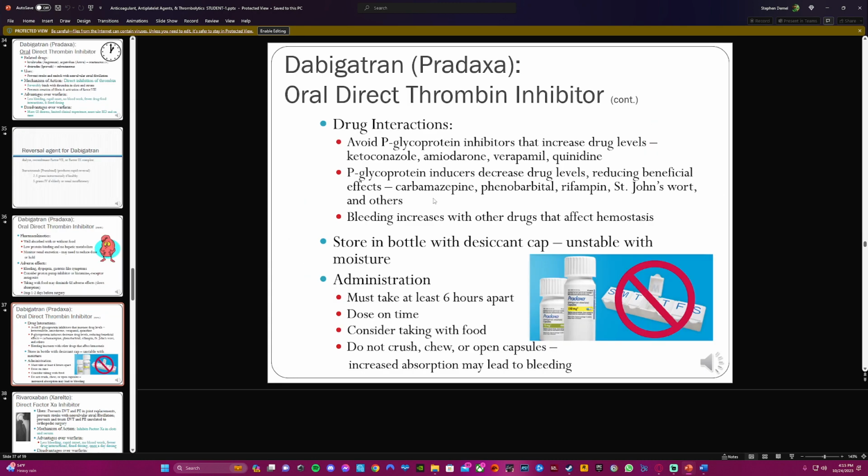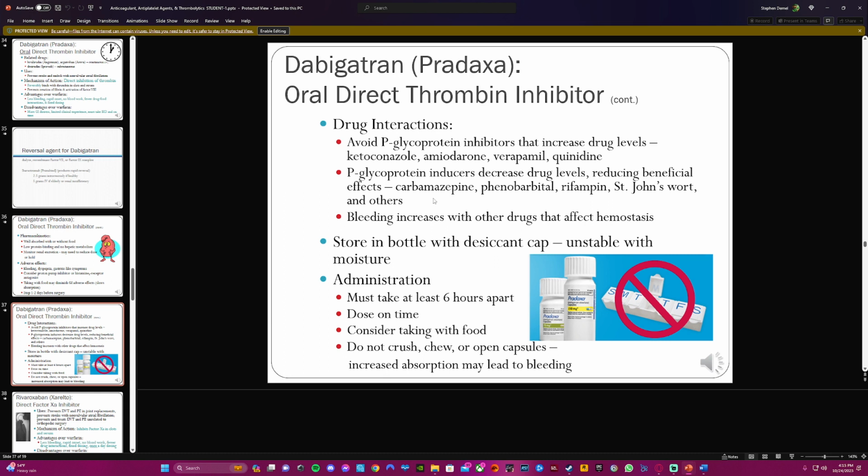Dabigatran drug interactions. You want to avoid P-glycoprotein inhibitors that increase drug levels, such as ketoconazole, amiodarone, verapamil, and quinidine. P-glycoprotein inducers decrease drug levels, reducing beneficial effects, such as carbamazepine, phenobarbital, rifampin, and St. John's wort. Bleeding increases with other drugs that affect hemostasis.